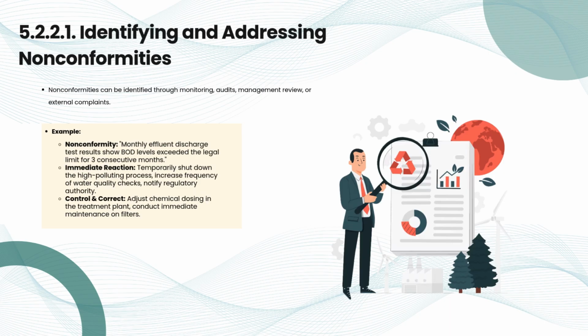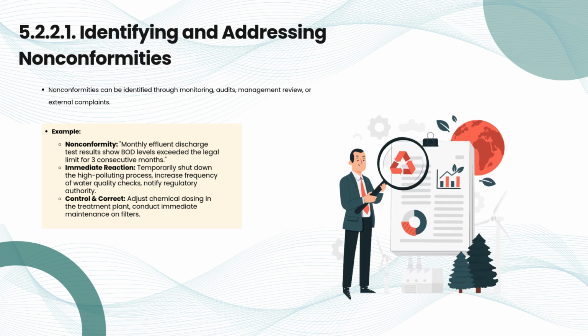Let's use an example. Nonconformity: monthly effluent discharge test results show BOD, biological oxygen demand, levels exceeded the legal limit for 3 consecutive months. Immediate reaction: you'd temporarily shut down the high-polluting process, increase the frequency of water quality checks, and immediately notify the regulatory authority as required. Control and correct: you'd adjust the chemical dosing in the treatment plant and conduct immediate maintenance on filters to bring the BOD levels back within limits.